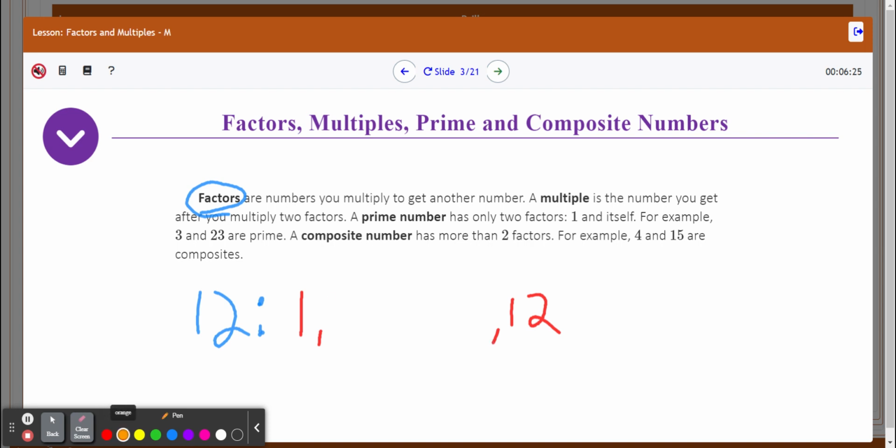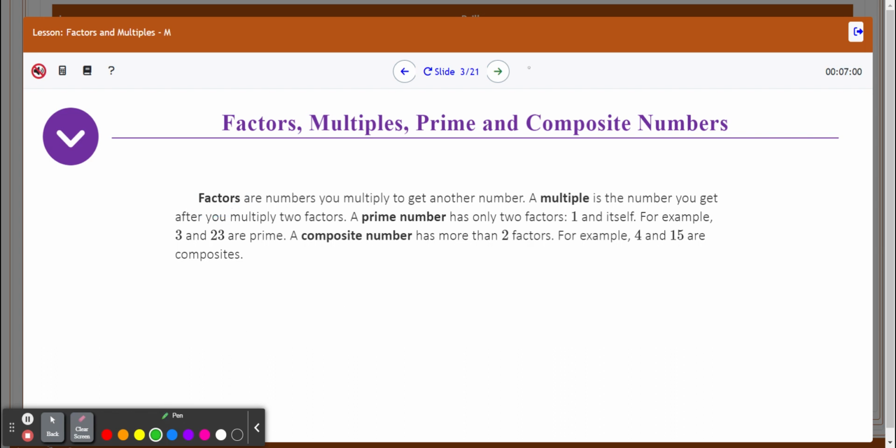Well, what else? Well, 2 times 6. Those are also factors. 2 times 6 equals 12. And last we got 3 times 4. 3 times 4 also equals 12. So these are all factors of 12: 1, 2, 3, 4, 6, 12. Those are all factors of 12. When you multiply them by each other in pairs, then they equal 12.